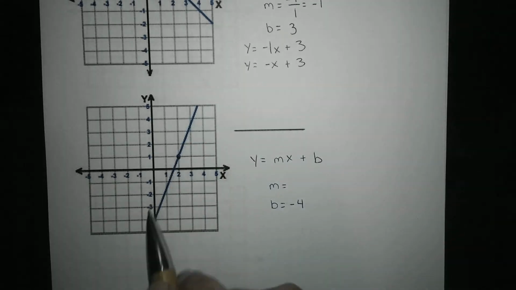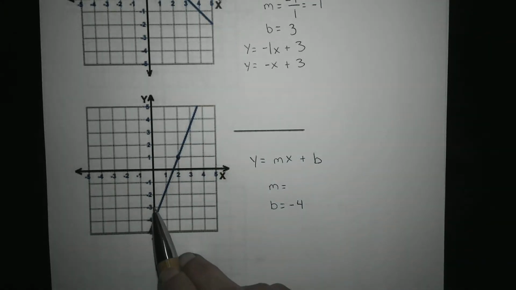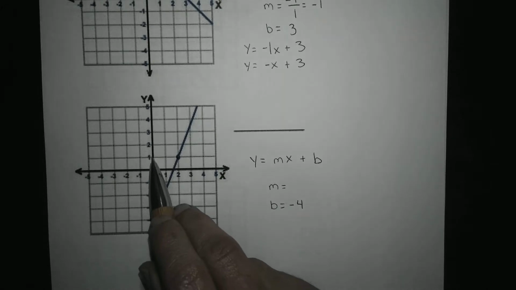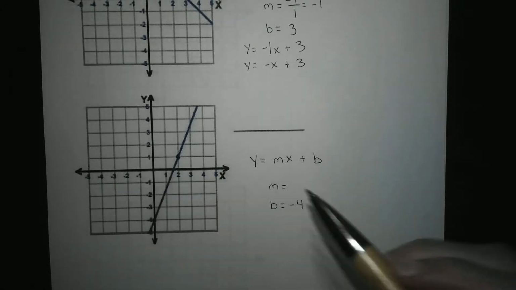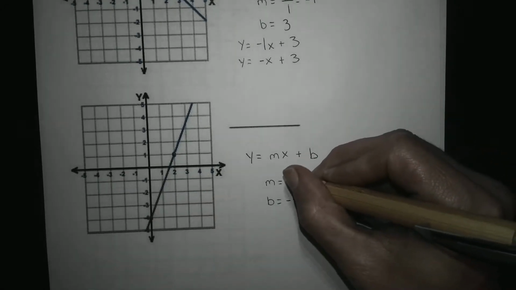Alright, so let's go ahead and find my slope. Again, we're counting by 1, so I can just count by 1s. 1, 2, 3, 4, 5. Up 5 over 2, which means 5 over 2.